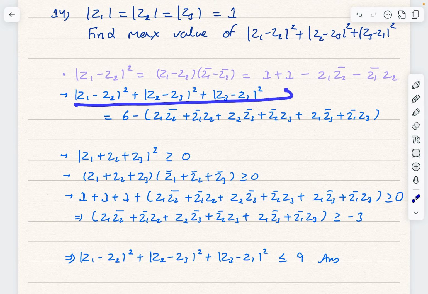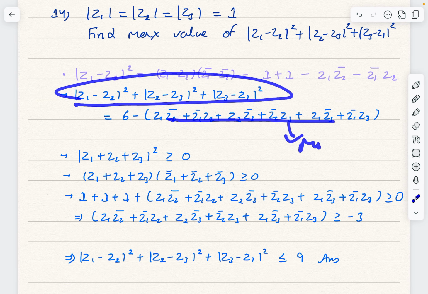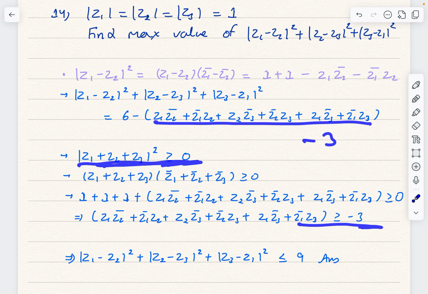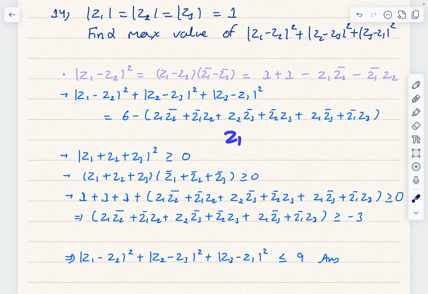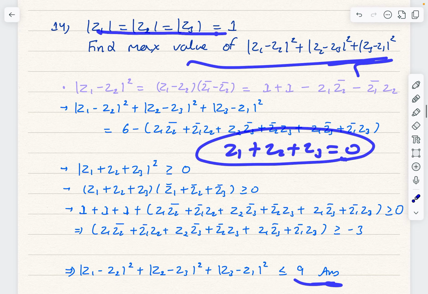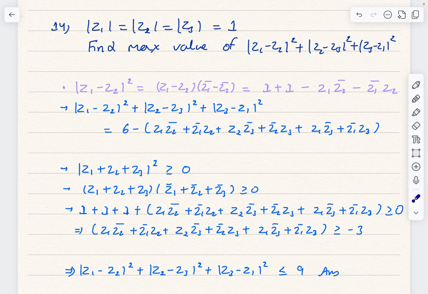Okay, so this thing is maximum when this thing is minimum, which is minus 3 here. When you put minus 3, you get the maximum value of this thing to be 9. And you can see that it will be maximum when this thing is equal to minus 3, and this will be equal to minus 3 when z1 plus z2 plus z3 is 0. When it is 0, you get this thing to be maximum, equal to 9, under the condition that mod z1, mod z2, mod z3 are all 1. Okay, I hope it is clear, guys.